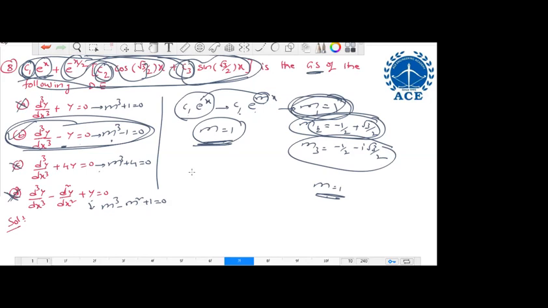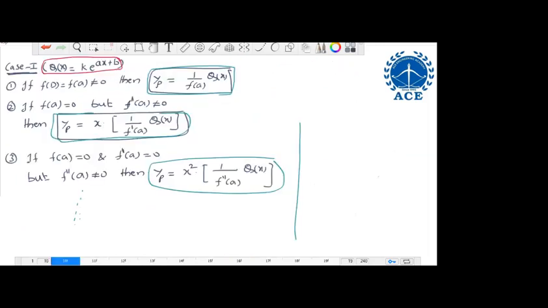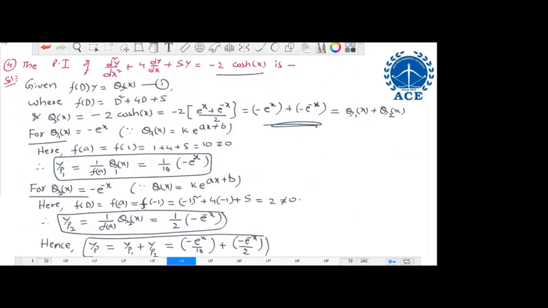Sir, one more doubt, 14F. Sir, this method comes under the first category, right, sir? First category.